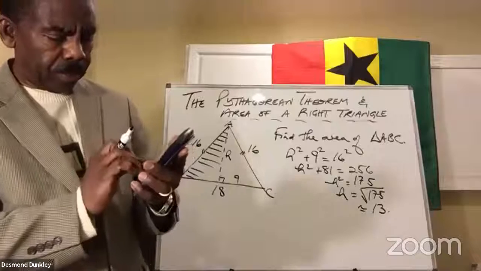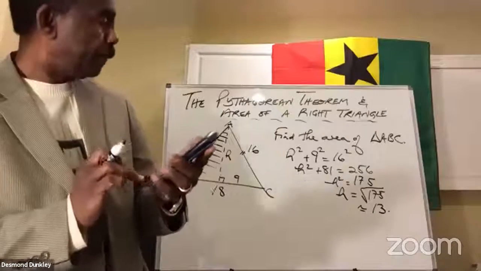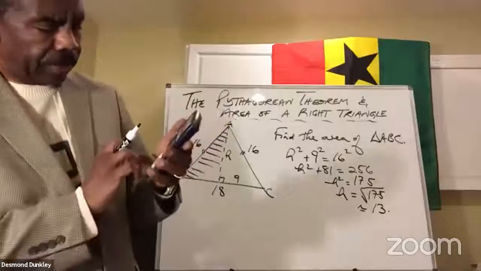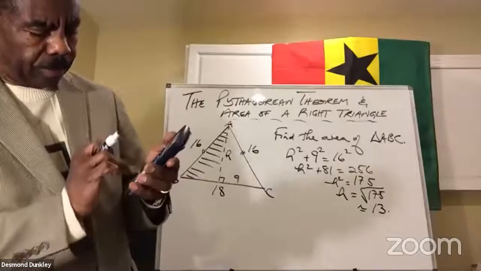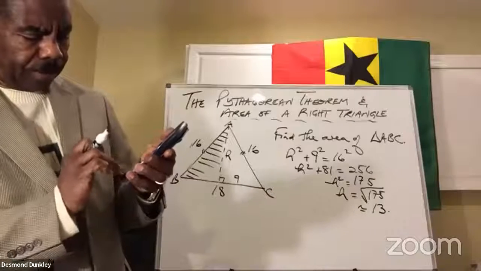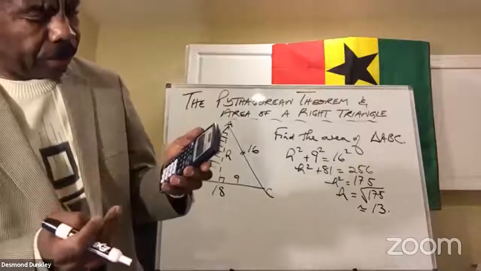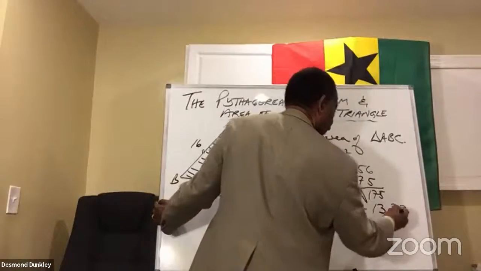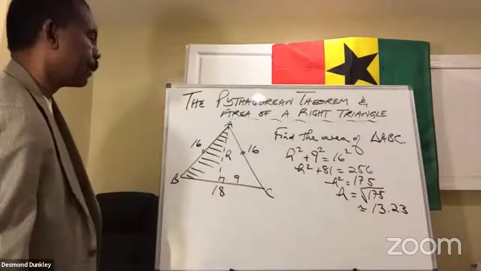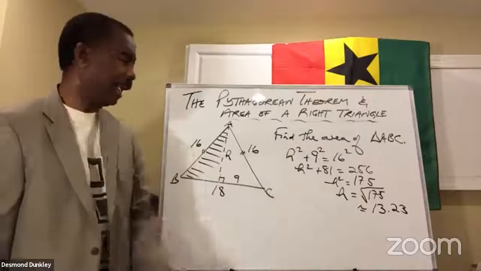So the square root of 175 is equal to, oh, I need to turn it on for it to work. Square root of 175 is equal to approximately 13.23. Approximately 13.23. Okay? So now we have the height, we have the base, so now we can find the area.